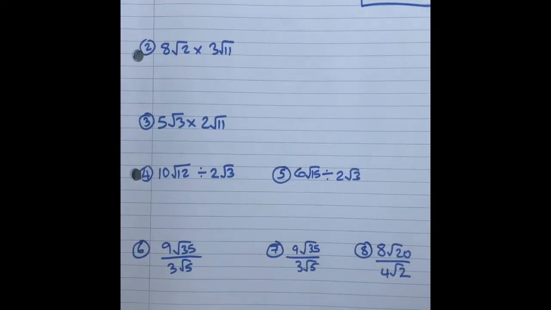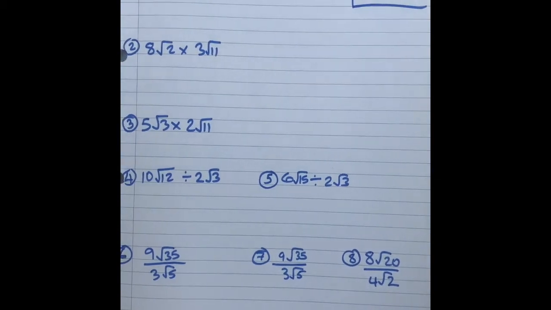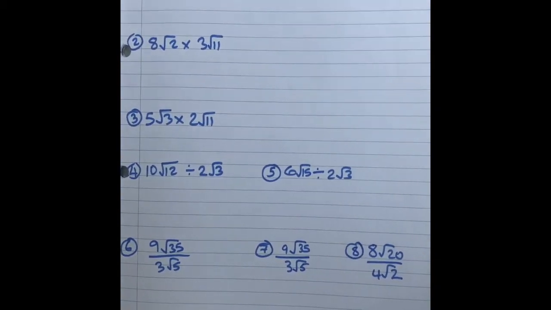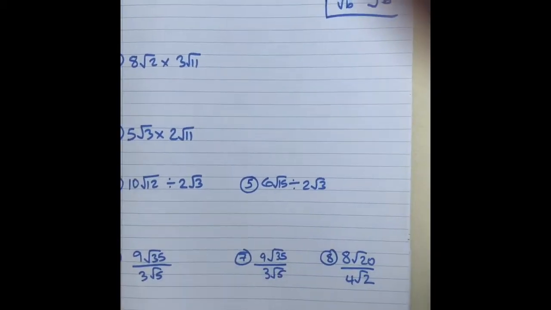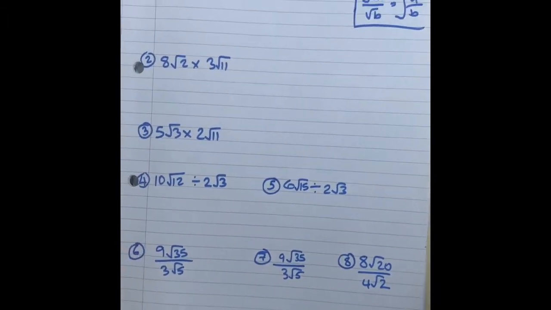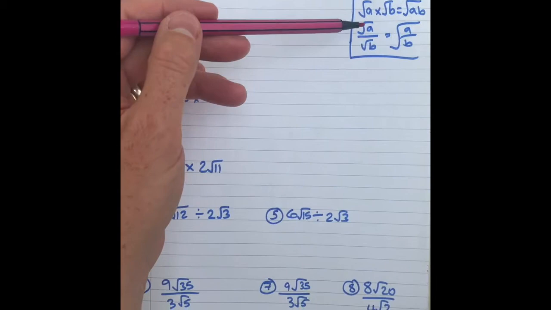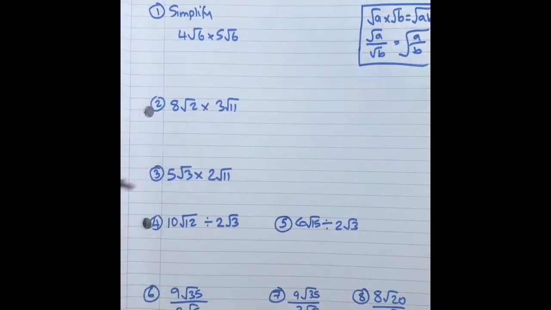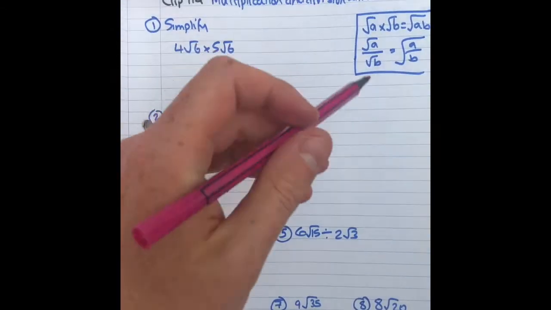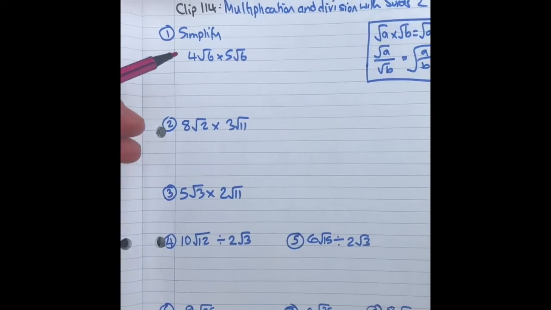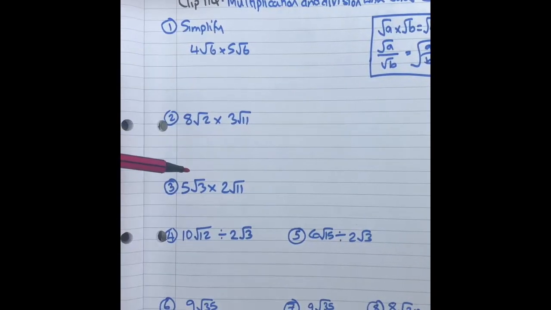Okay, clip 114, multiplication and division with surds. This is the second one. So using the rules from the first one that are in the top corner: root A times root B is root AB, and root A over root B equals root A over B. Using those rules, plus another rule, we're going to try and simplify these.